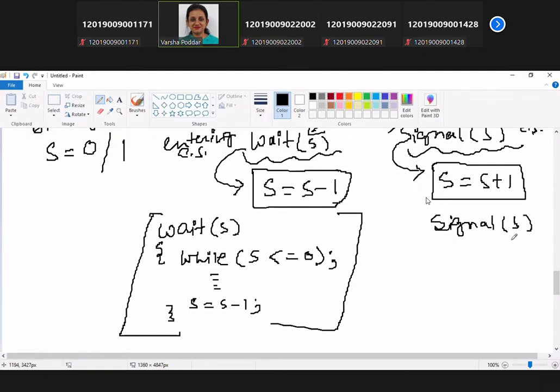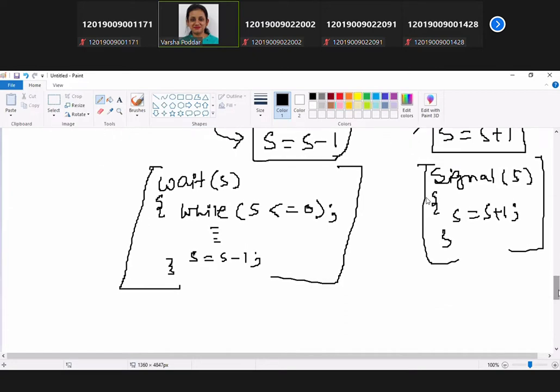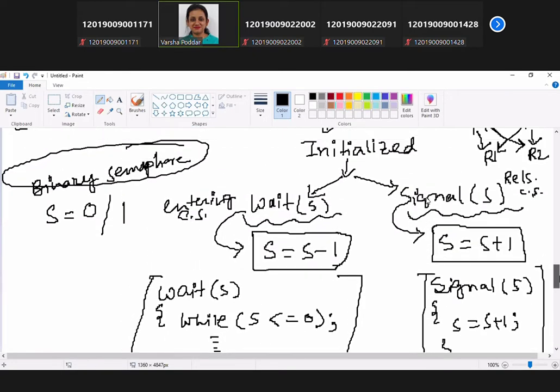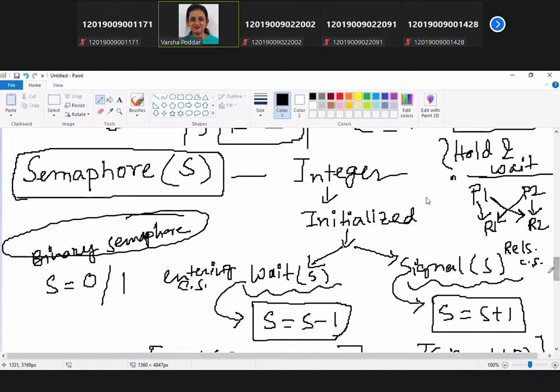Whenever you call signal, it will just increase the value, that is releasing the critical section. Fine. So this is what your wait and signal is all about. This is what your semaphore is all about. Right now we will go into the critical section problems. So before that, just understand what your semaphore is doing.